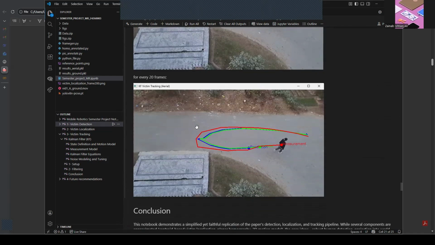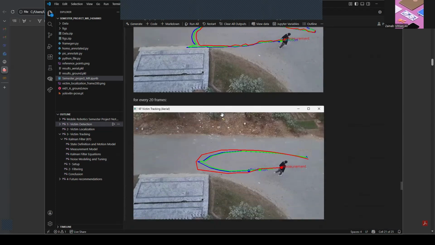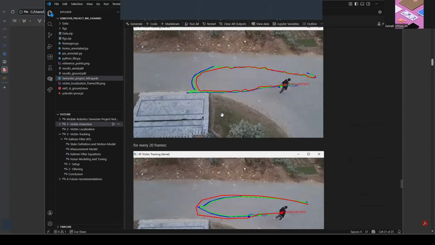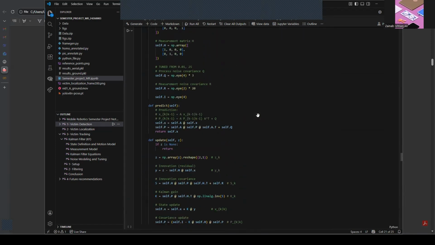Similarly, I've also run the same filter for every 20th frame, and this is how my filter worked. It may have worked much better. You can see there are lines, but it works much better for every fifth frame. So it means that the more frames I give, the better it works. However, there's also jitter that you can observe in your measurements that it's actually being smoothed out thanks to your Kalman filter. Let me also try changing my Q and R.